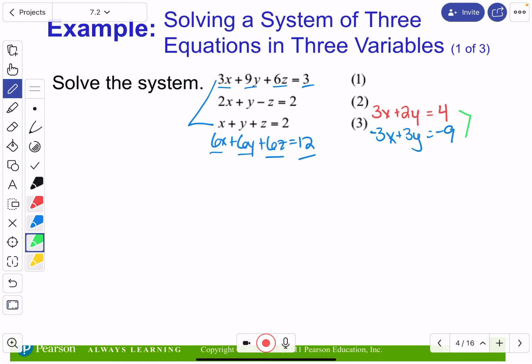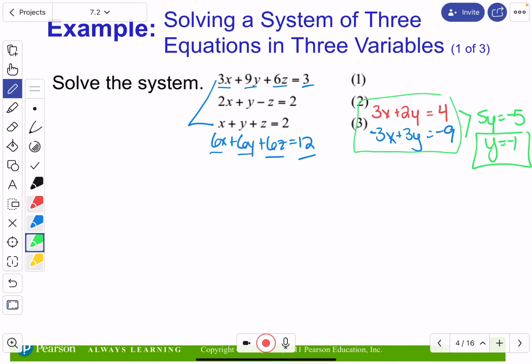Now we can eliminate the x. The 3's already matched, so we're going to add. 3x plus negative 3x is 0. 2y plus 3y is 5y. And 4 plus negative 9 is negative 5. Divide both sides by negative 5. And we have y equals negative 1. So it's just an extra step at the elimination at the beginning. Now we solve this system the same way we did before.